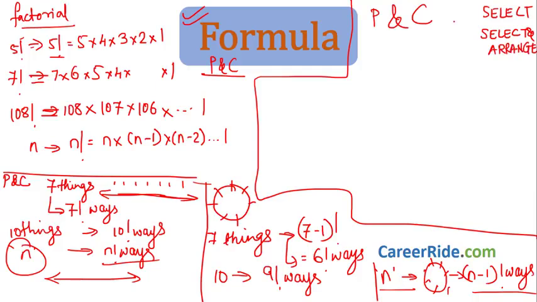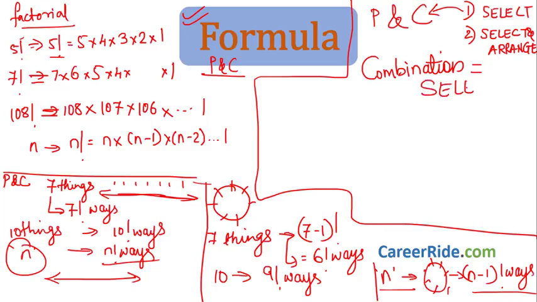There are two things when we talk about permutation and combination. The first is just select. Second is select and arrange. Now select has C in it, so select must be related to combination, right? C. So combination means to just select. Always remember this: combination means to just select.